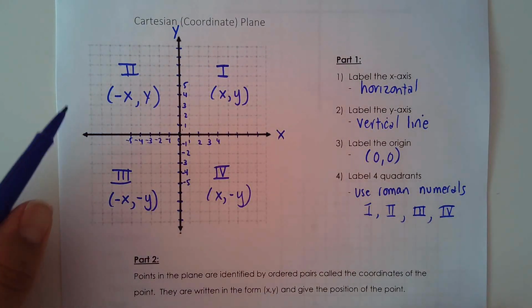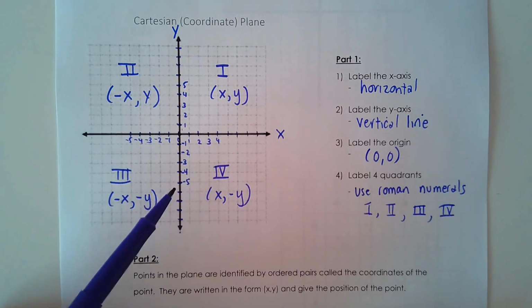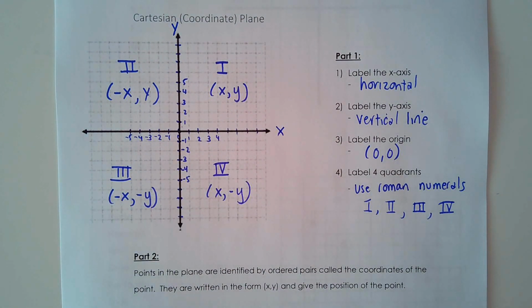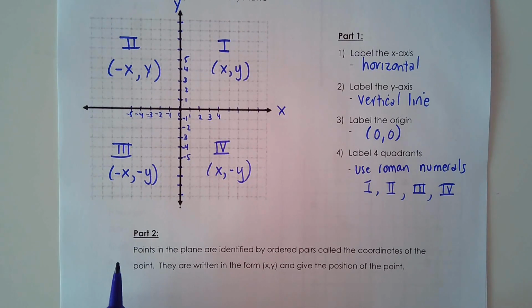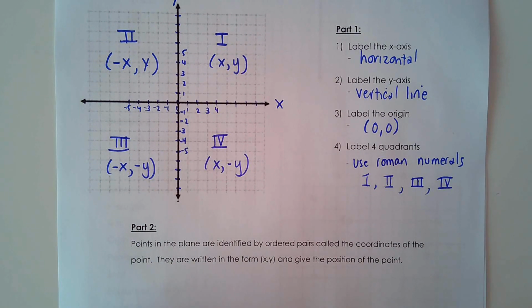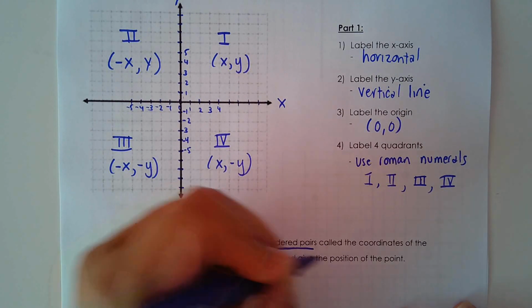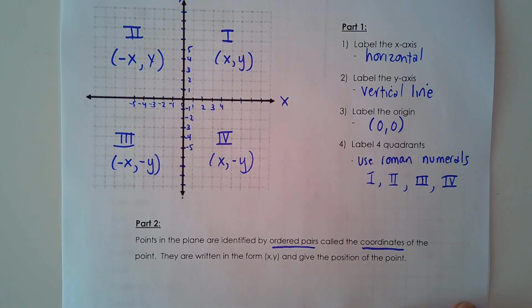So it's important to understand this here. This ties into graphing in grade 9, grade 10, grade 11, right? This is the basis of it. And what we'll do is we will practice plotting coordinates or ordered pairs. So in part 2, it says points in the plane are identified by ordered pairs. We also call them coordinates. So I might say plot ordered pairs or plot this set of coordinates.